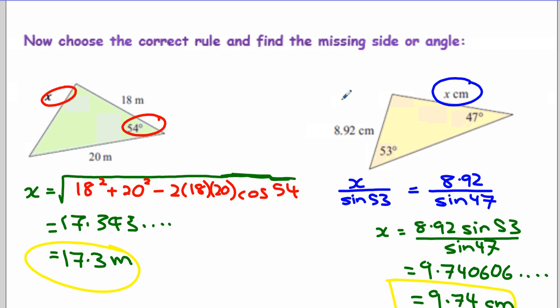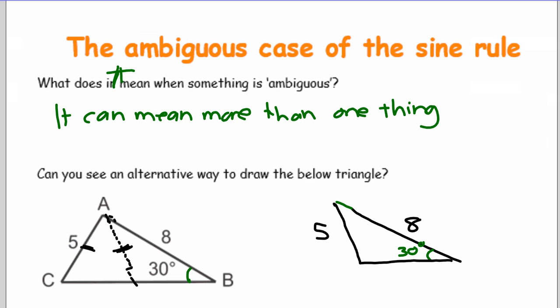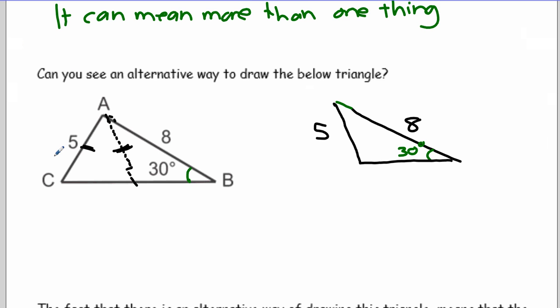So imagine the unknown was the bottom length. We could have 2 ways of looking at it. It could be a long length on the bottom, or it could be a short length on the bottom. Notice we've got 2 sides and 1 angle. If it was a sine rule, we'd need to know this other side here, wouldn't we?